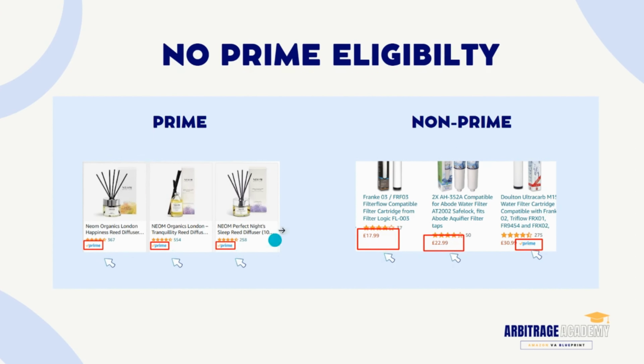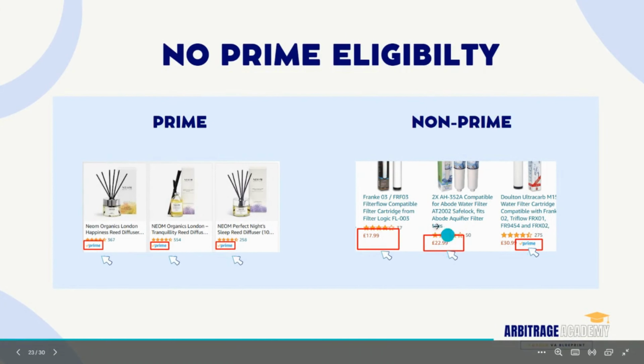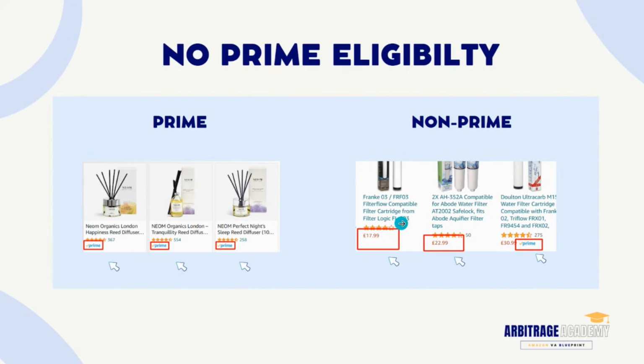So kung mapapansin nyo dito sa image natin, so Prime versus non-Prime. Dito sa Prime meron siyang Prime na badge. Dito naman sa non-Prime, wala. So unlike nung mga FBA sellers, ang FBM sellers, yung mga products kasi nila is not eligible for Amazon Prime, which is di sila eligible for Amazon Prime's 2-day shipping, which is, as I mentioned earlier, most of the customers filter nila yung search engine nila to show only the Prime eligible items.